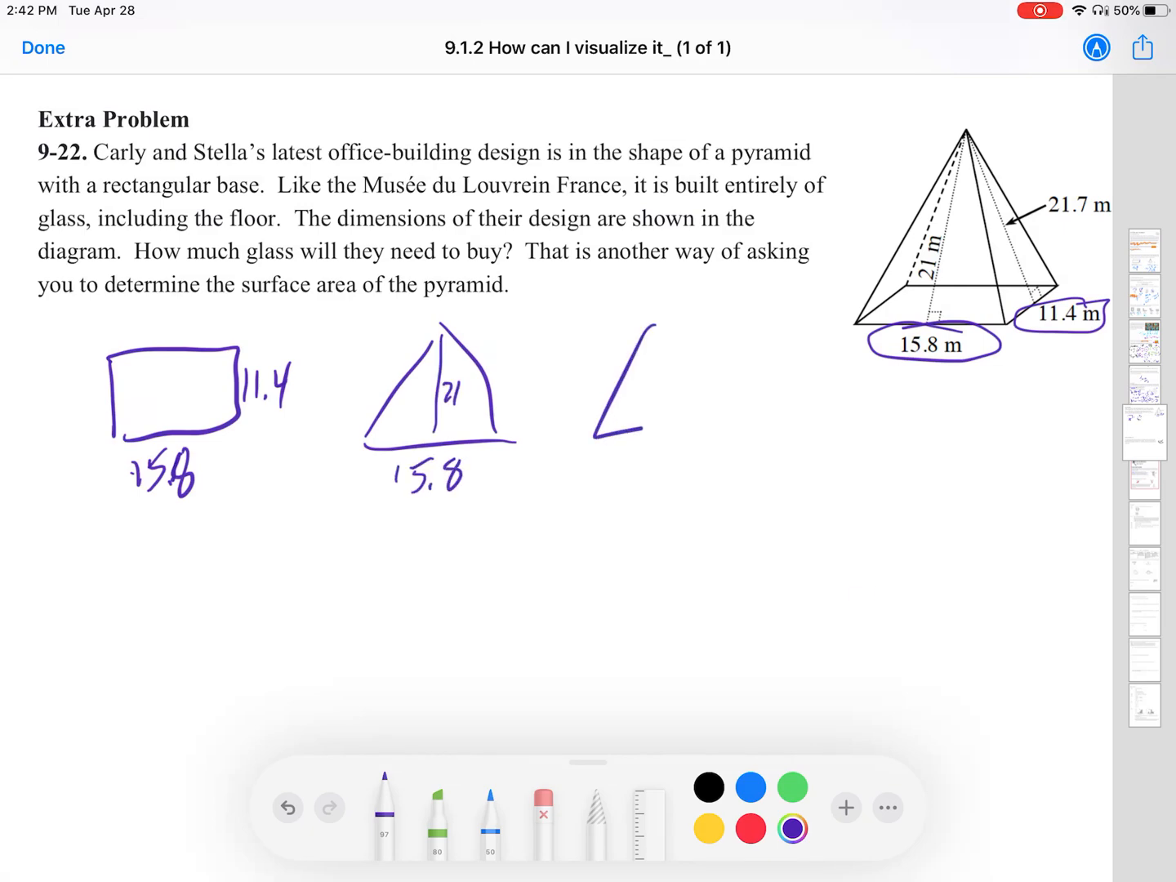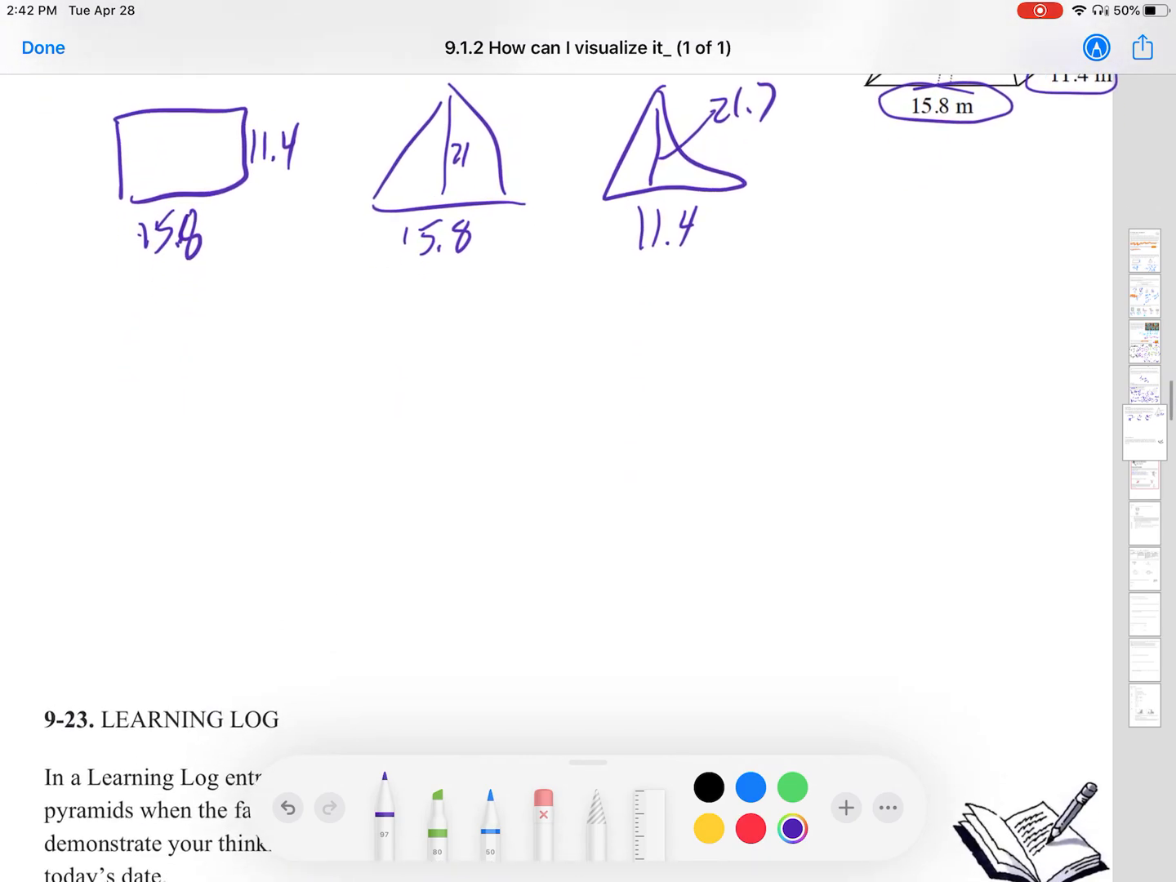And then the left and right one has a triangle of base of 11.4, but with a height of 21.7. Find the area of the left triangle, find the area of the right triangle, find the area of the base, and then add all of that up. And we should have 759.3 square meters.